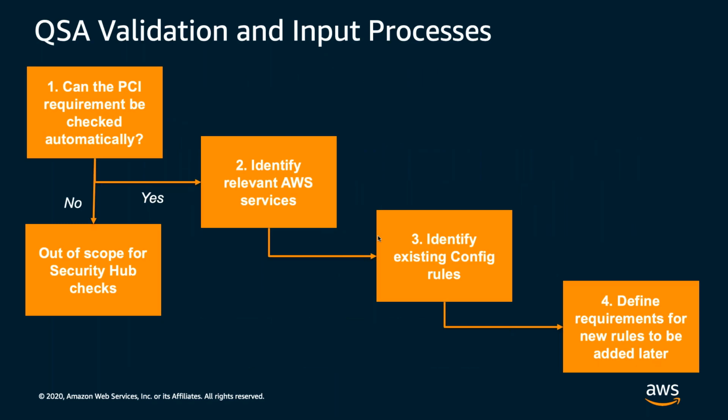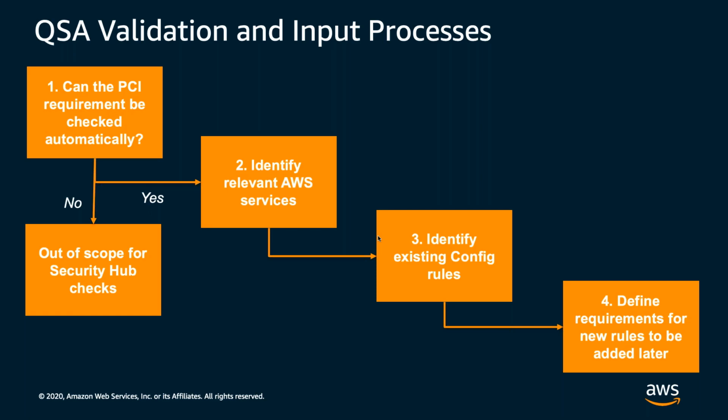The project team's validation and input process was pretty straightforward. We first looked to see if the PCI DSS requirement in focus could be checked automatically/programmatically. An example of this would be checking to see if MFA is enforced per PCI DSS requirement 8.3. If the answer was no, then we ruled it out of scope for Security Hub rule checks. If the answer was yes, we then identified the relevant AWS services that were in scope for this PCI DSS requirement. Next, we looked for the applicable AWS config rules that could be used to check for the state of this AWS service in regards to the PCI DSS requirement.